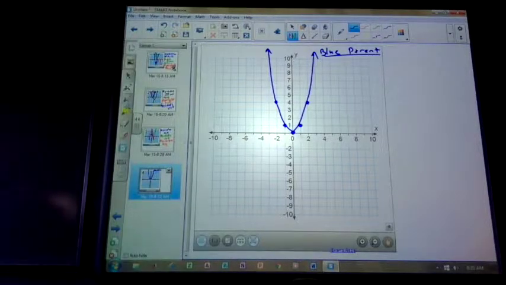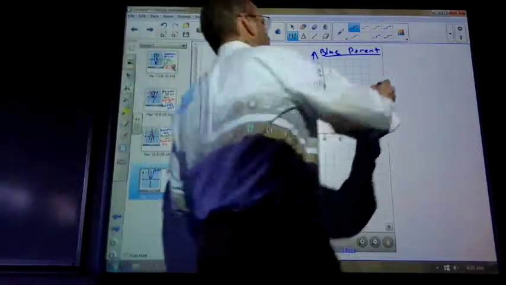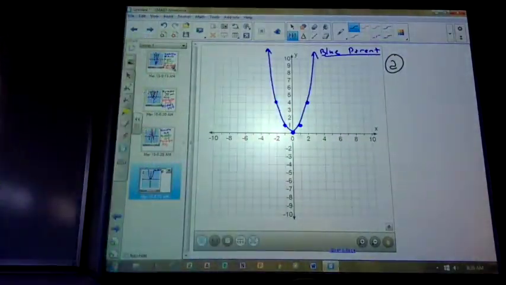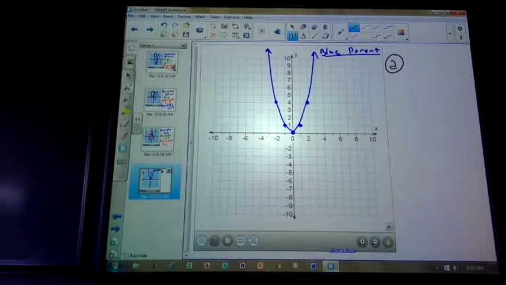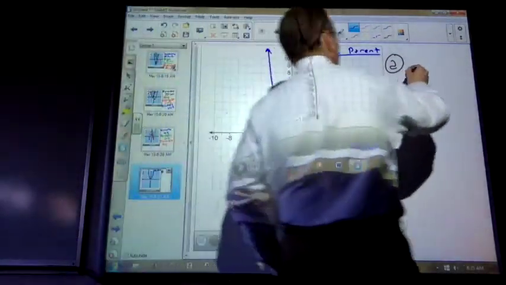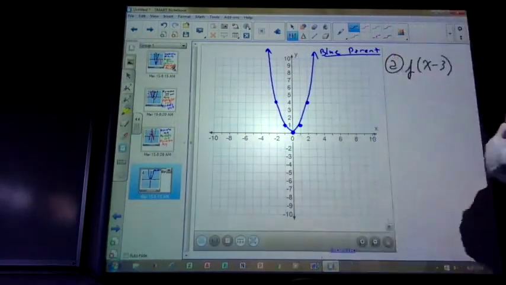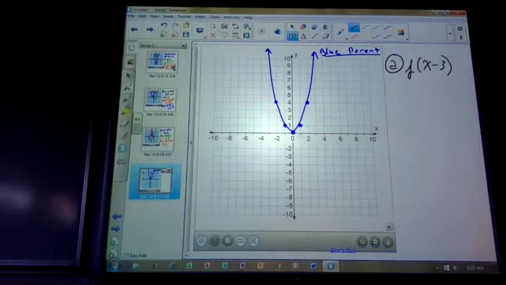Okay? So, letter A, this is the most complex thing, but you're going to get it. Function of x minus 3. Now this is one of those you can just throw at you. This is classic ACT, SAT type of stuff. Ready to see how easy this is?